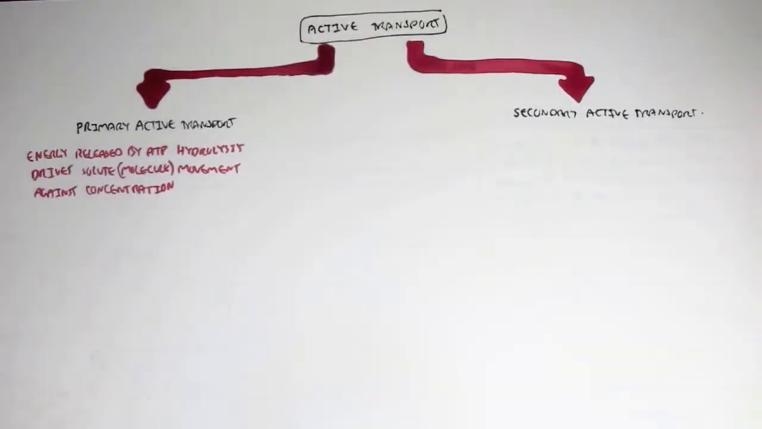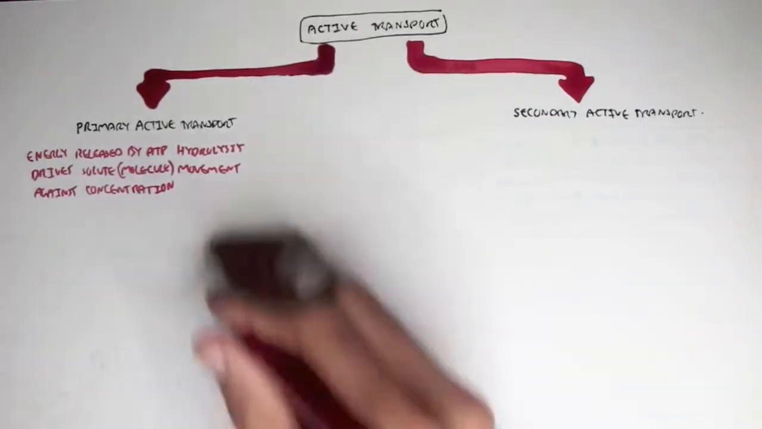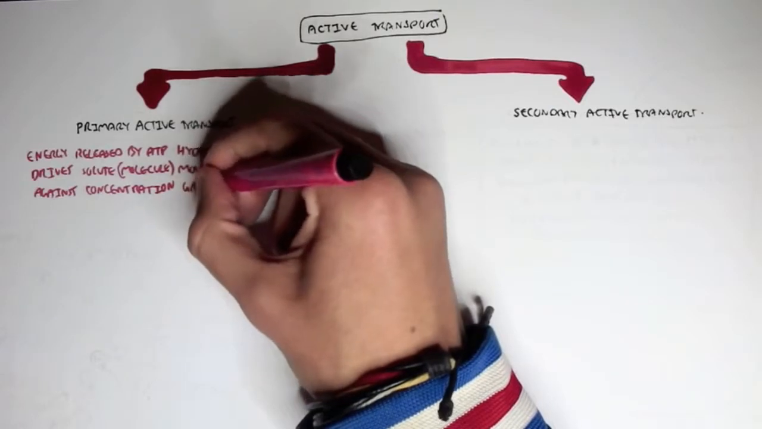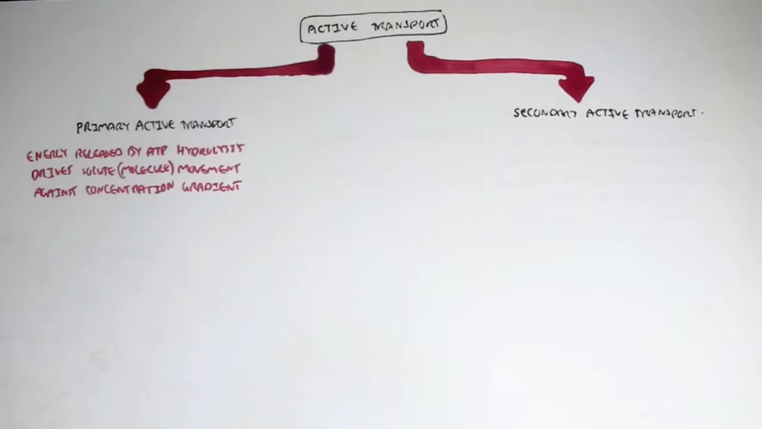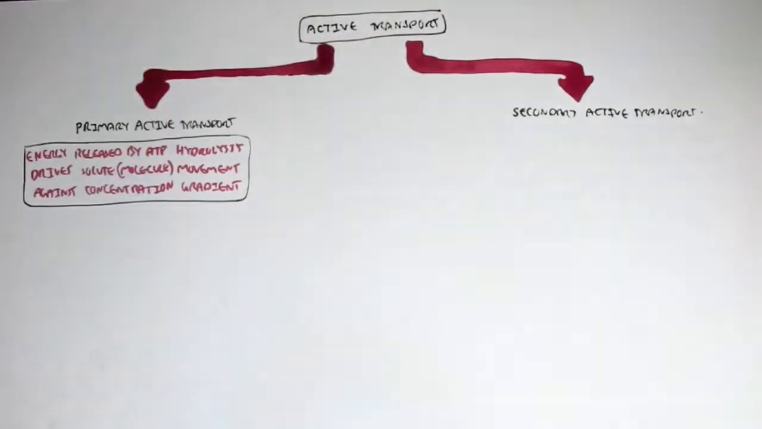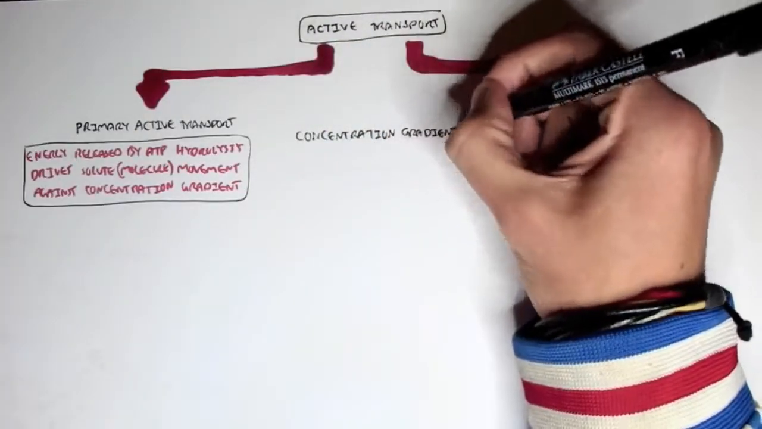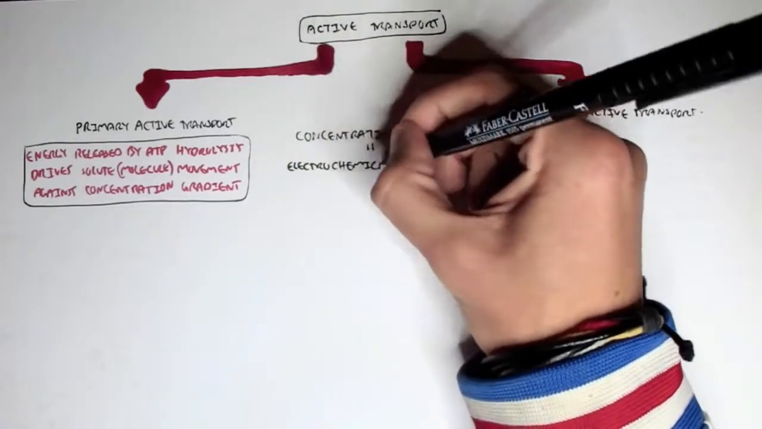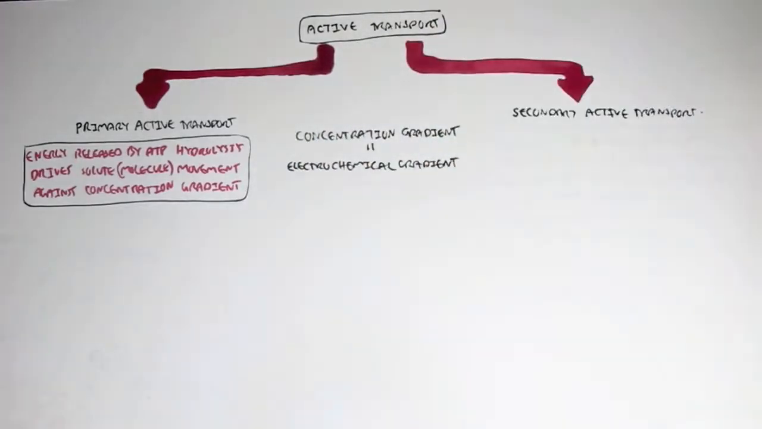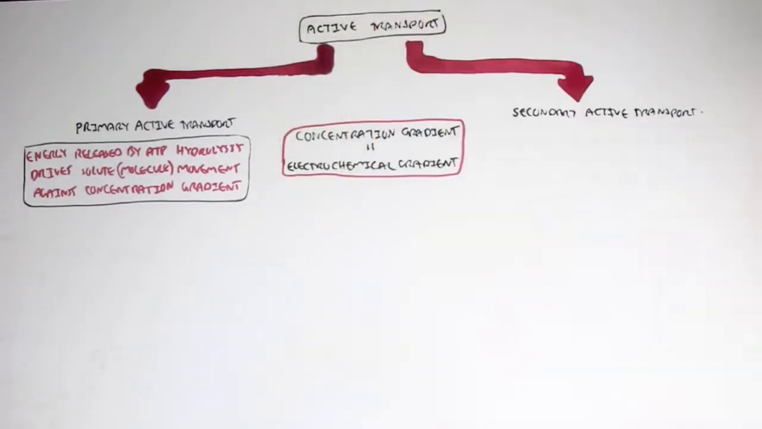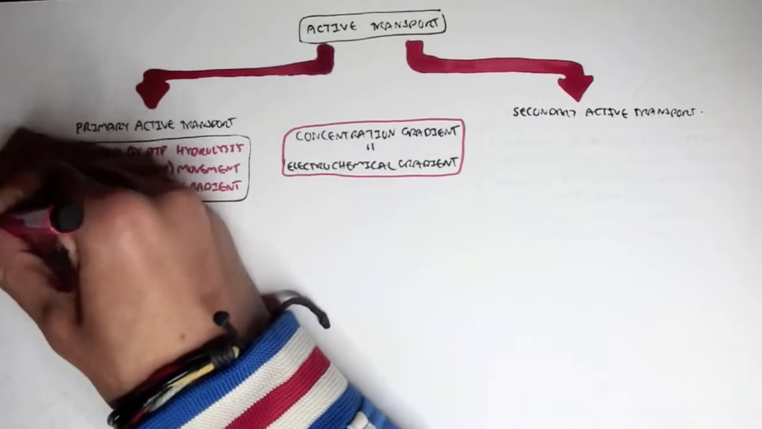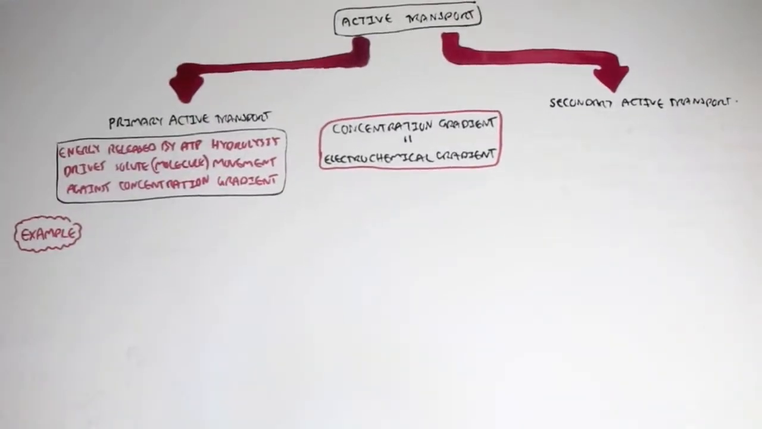Primary active transport is where energy is released by ATP hydrolysis, and this drives the solute or molecule to move against its concentration gradient. Now, concentration gradient also means the electrochemical gradient. I'm not going to explain what an electrochemical gradient is, but I have a video which explains the neuron and how electrochemical gradients are involved. I think you should click on that if you want to know more about electrochemical gradients.